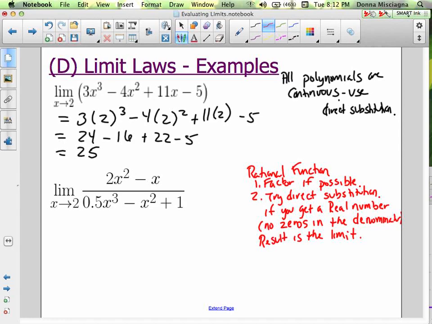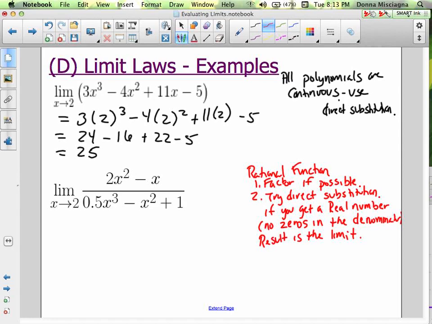So I could factor an x out of 2x squared minus x, but it's not going to cancel because x isn't a factor. And I seriously would doubt that 2x minus 1 is going to be a factor of that. If you're not sure and you plug in and you get something that's undefined and makes no sense, like 0 over 0, then you can always go back and say, oops, I should have factored. So for the rational function, factor if possible, and try direct substitution. If you get a real number, no zeros in the denominator, the result is the limit.